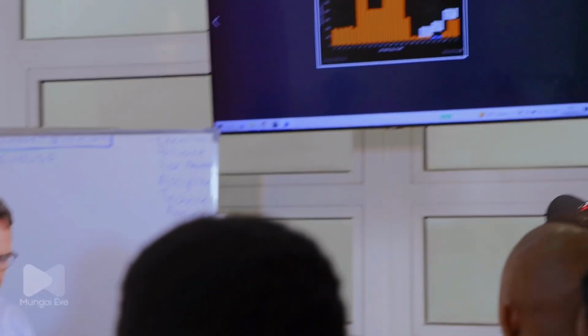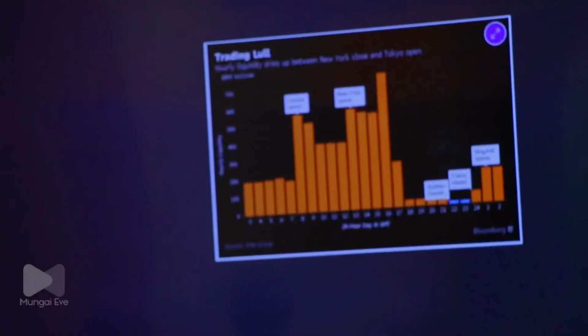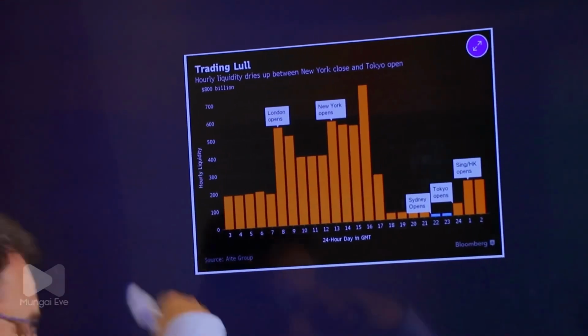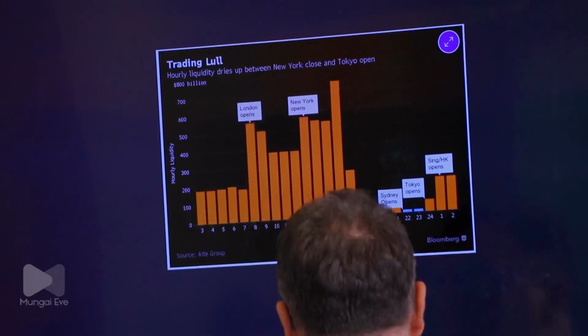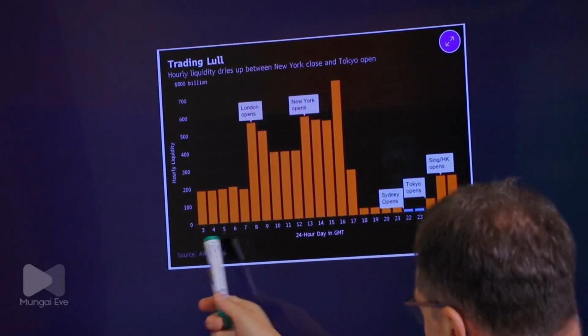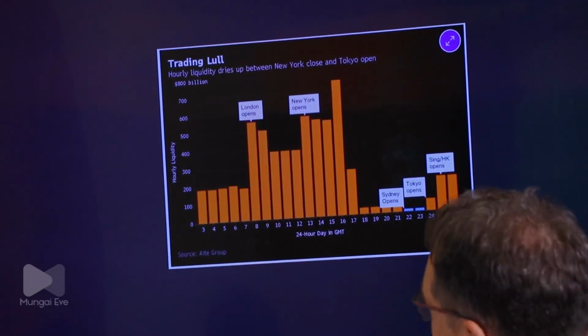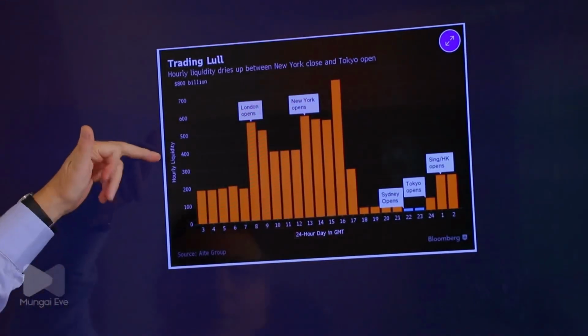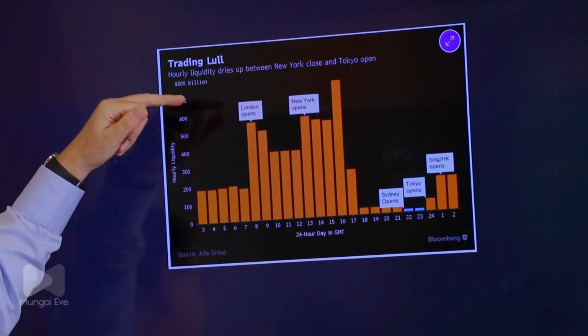Can you see that big enough? Right. So what we've got here is a screenshot from Bloomberg. They did this a while ago. This is the 24-hour clock GMT. So this is volume, or they call it here hourly liquidity. And look at the numbers, billions of dollars.